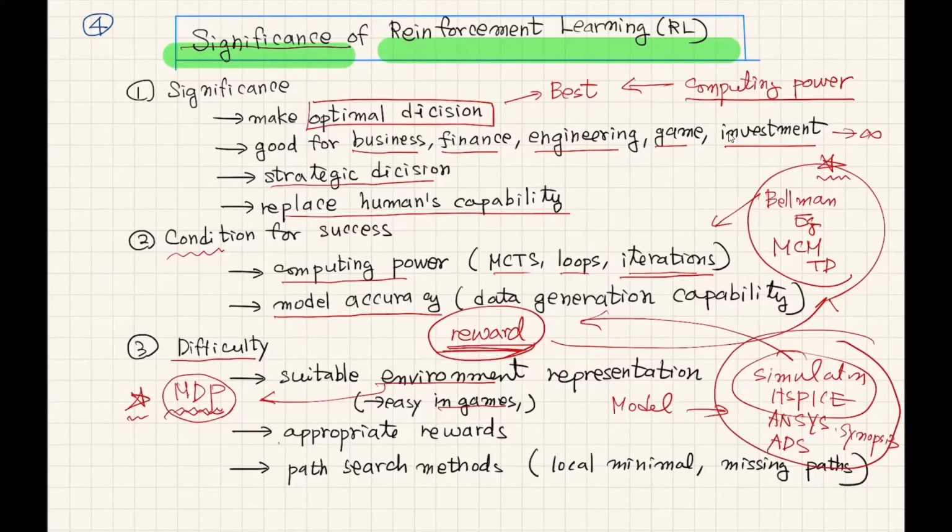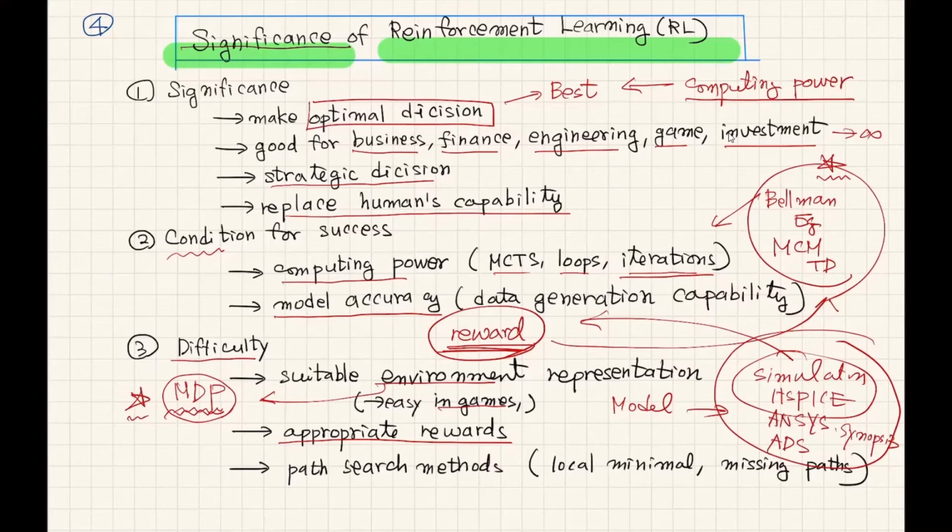Also, we have to define appropriate rewards. In game reinforcement learning, winning is the reward. But in the engineering world, what could be a good reward? Impedance matching could be a reward, or maximum power delivery could be a reward, or minimum loss of your signal could be a reward, or BER, bit error rate, could be a way to define the reward, or eye opening of a high-speed I/O circuit could be a reward.